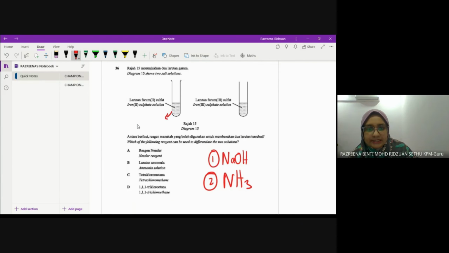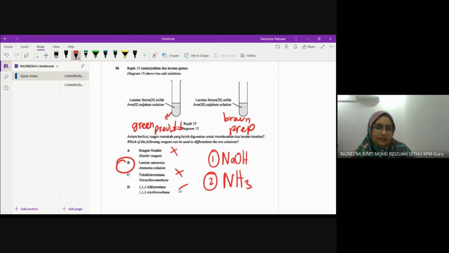This one you can see a green precipitate. This one you will see a brown precipitate. So the answer is B. Not this, and not D.